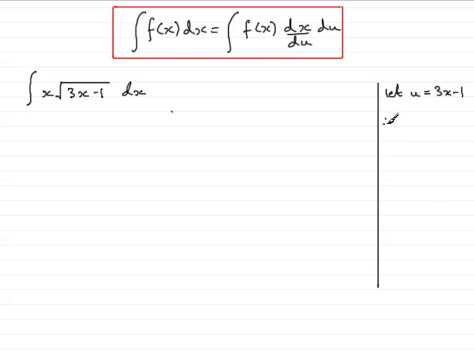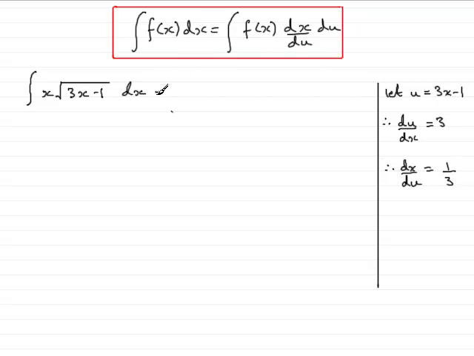So, for this example then, if u equals 3x minus 1, we need to get dx by du. So I start by differentiating this with respect to x, so du by dx would equal 3. And then, to get dx by du would always be equal to 1 over du by dx, so that becomes 1/3.